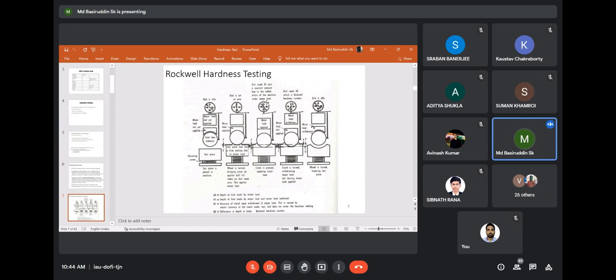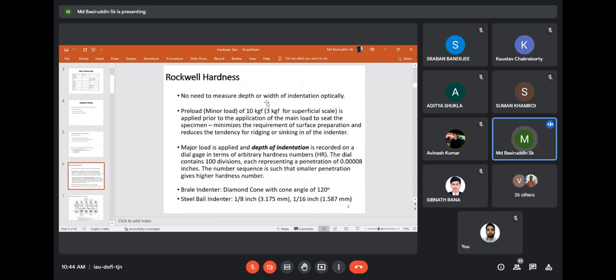for the specimen. And then if you compare the two or three different samples, you try to find out how much depth variation has happened for the three different samples. Now for Rockwell testing, whenever you find that it has 100 divisions, then each division will represent a depth of indentation of 0.00008 inches. So if your sample shows 60 divisions, then you have to multiply 60 by this value to get the accurate depth of indentation.